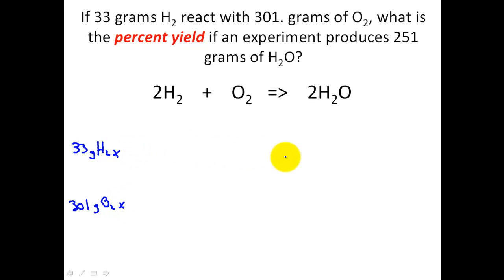And the problem is going to end over here in a theoretical yield. In theory, the question really is, how much water should I have made? Okay, that's the driving question here. How much water should you have made with these two ingredients?